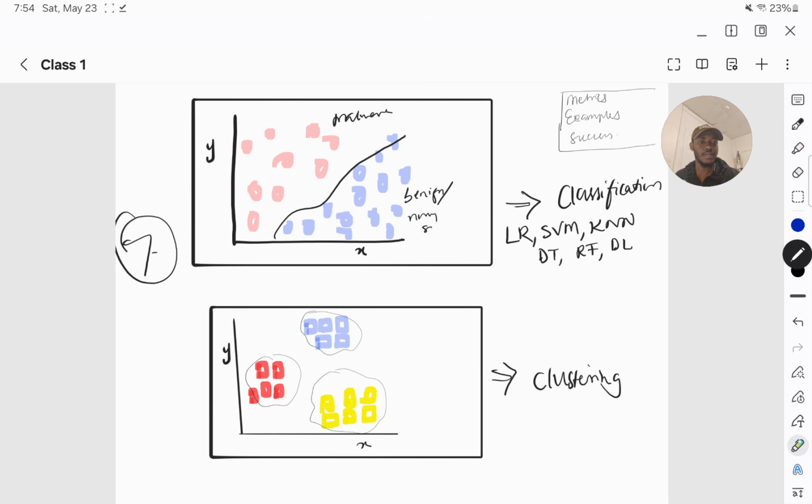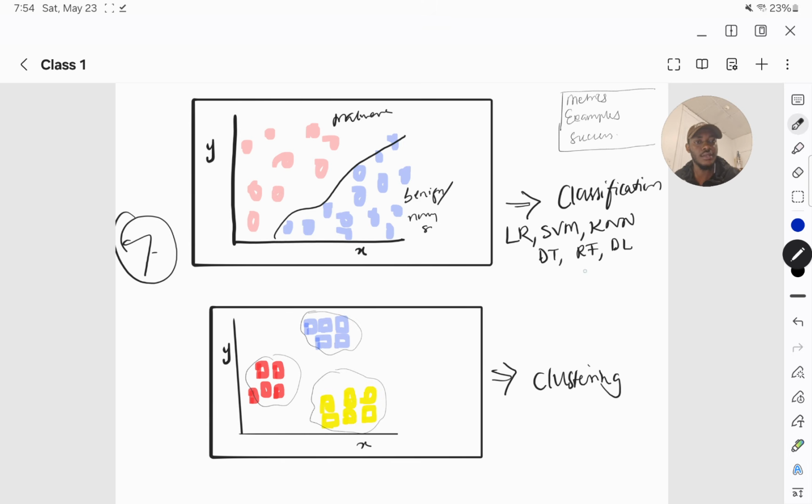Some of the classification techniques will require classification algorithms such as logistic regression, support vector machines, k nearest neighbors, decision trees, random forests, and even deep learning algorithms, right? Or deep learning techniques can be used for classification goals. So when we classify, we have to check the metrics. How well did the classification process do? So we can use accuracy, recall, F1 score.